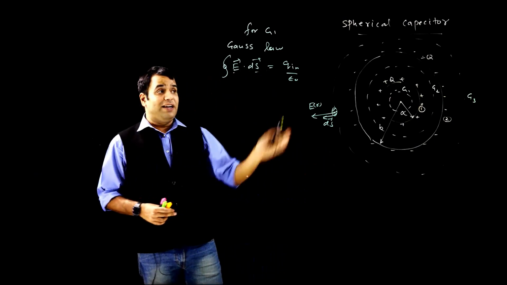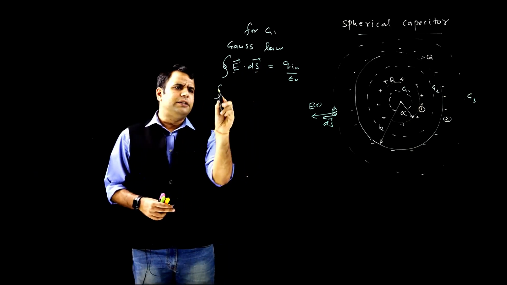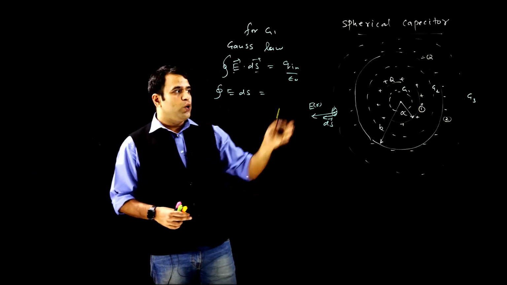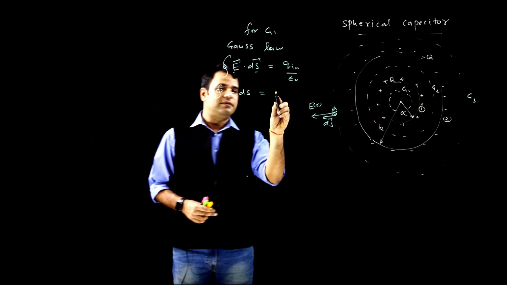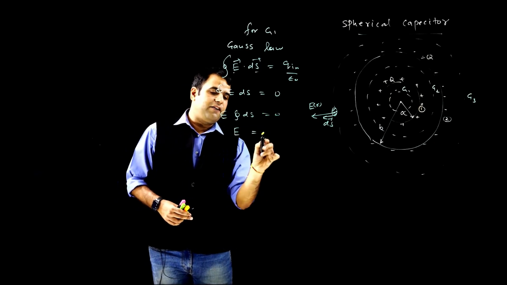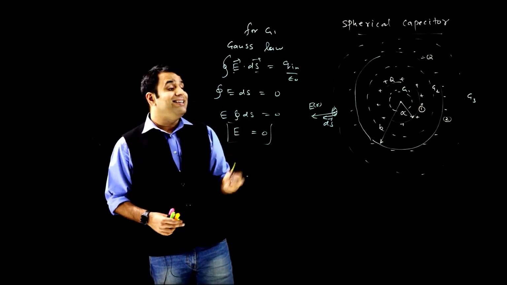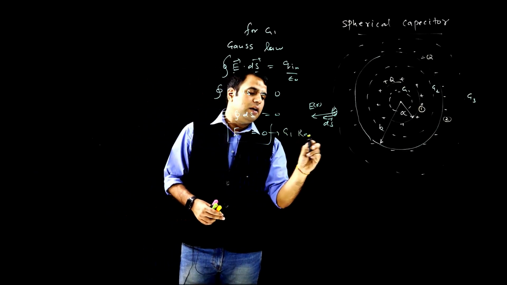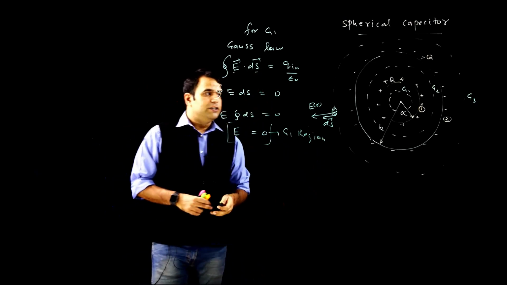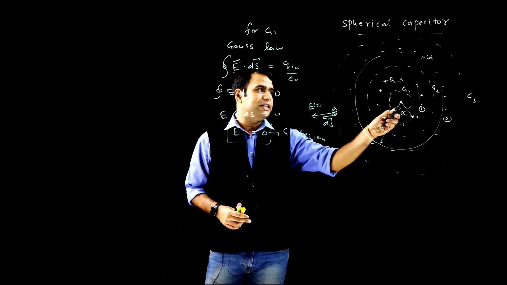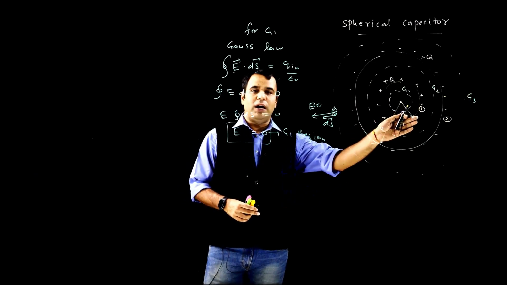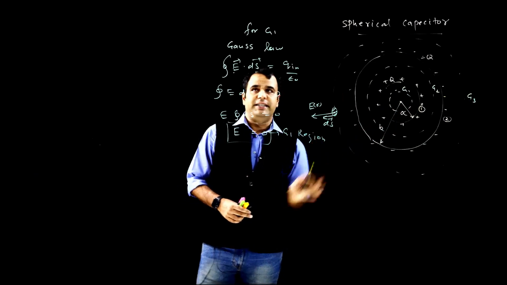So let's first calculate for G1. The angle is 0, so this gets converted into E dS, which equals q in upon epsilon naught. If you look at G1, there is no charge inside G1. That makes the integral of E dS 0 and that makes the electric field 0. So the electric field in the G1 region is 0. There is no electric field inside G1. So from the center to surface 1, the potential will be the same. Whatever the potential at surface 1, it will be the same till the center.